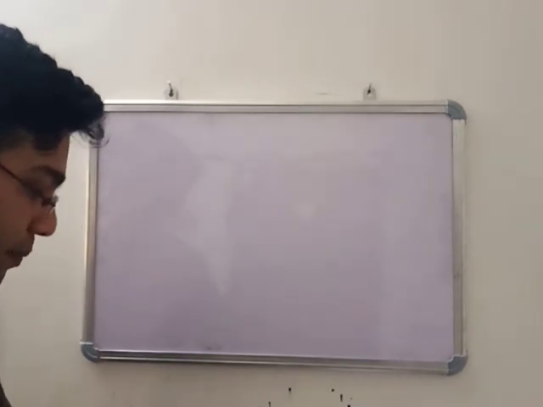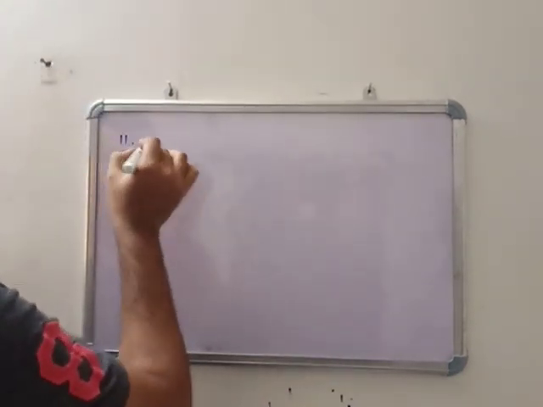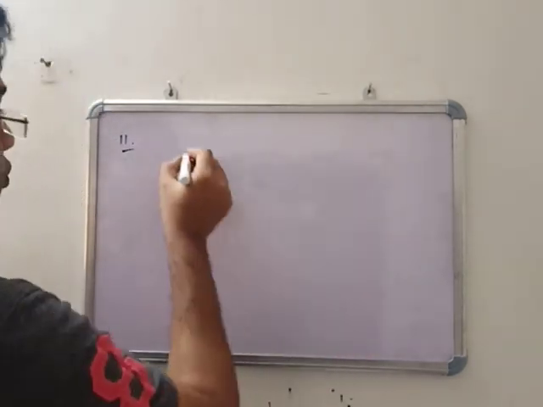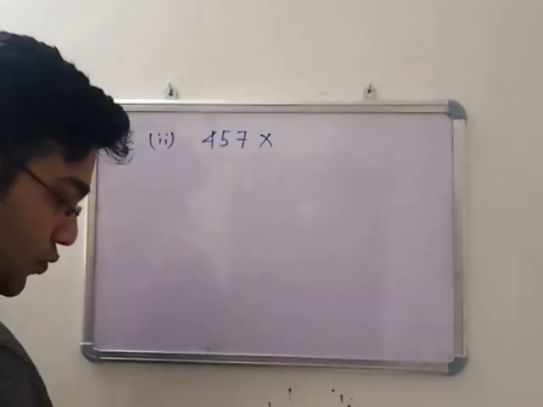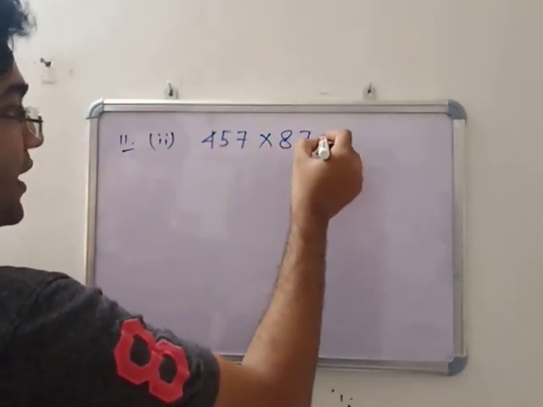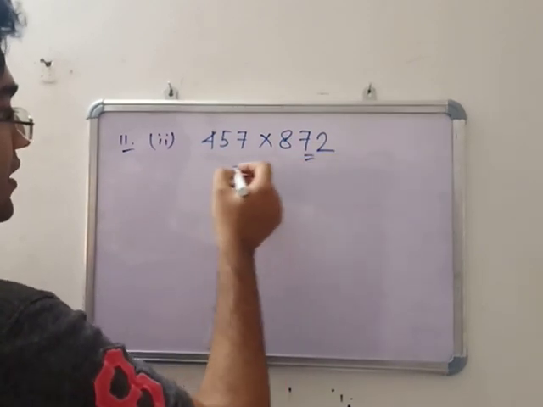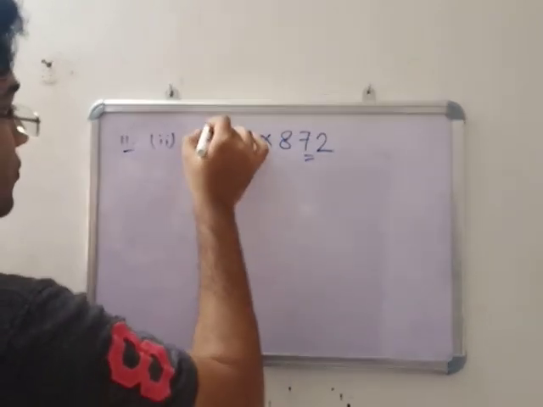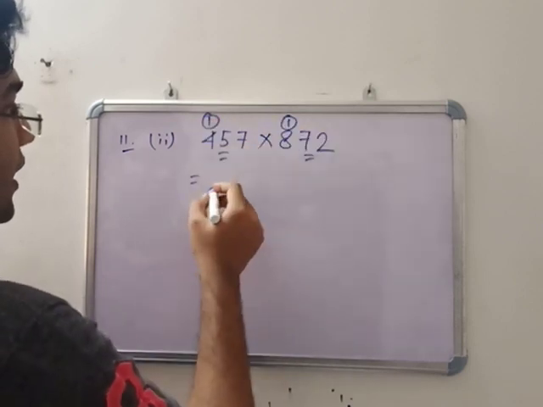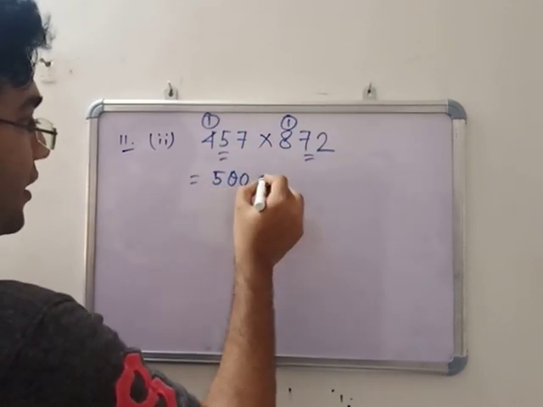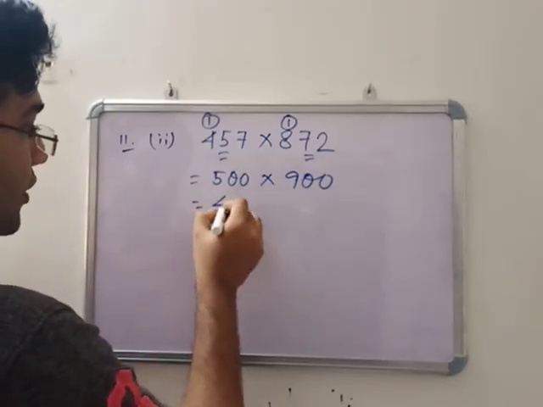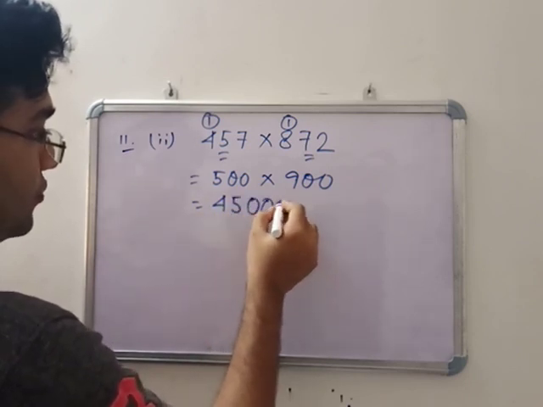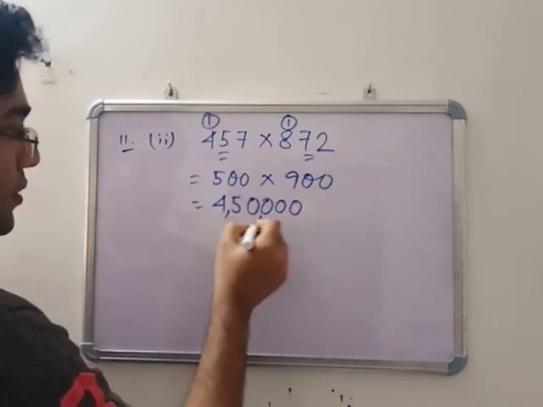So now nearest to 100 in multiplication. So in number 11, see that the number given is 457 into 878. This is 7 and this is 5. That means 1 is added over here and 1 is also added over here. So that means 500 into 900. So that means 5 into 9, 45. How many zeros? 4. 1, 2, 3, 4. So this is the answer.